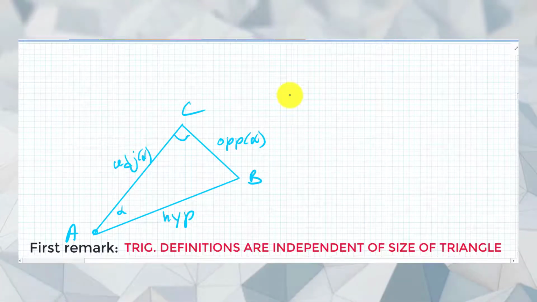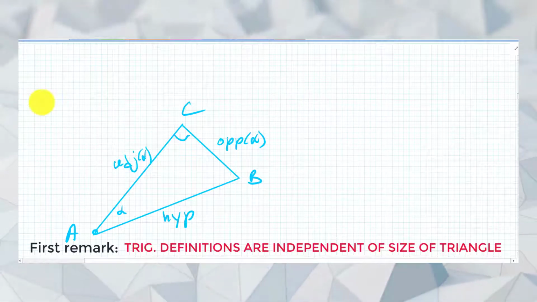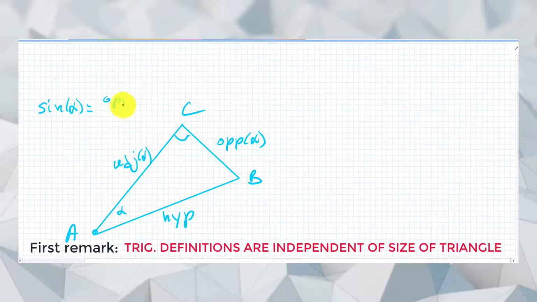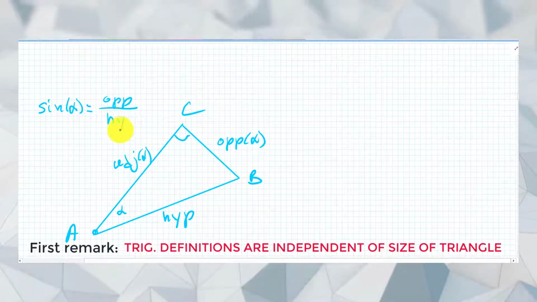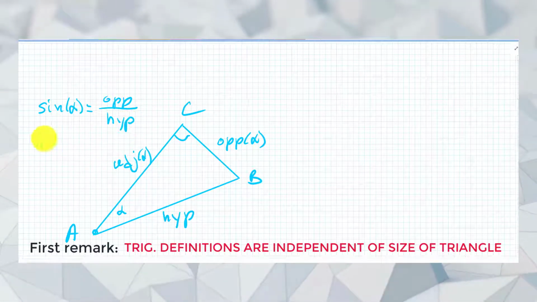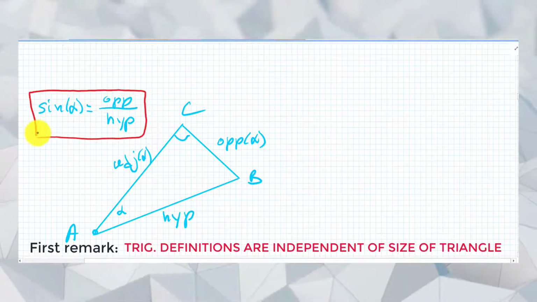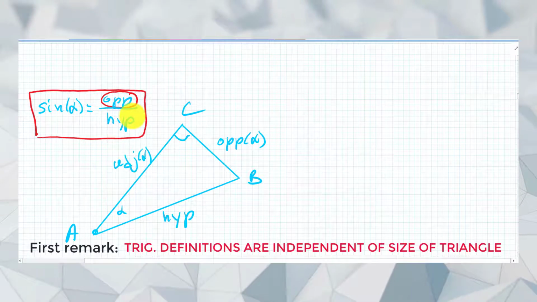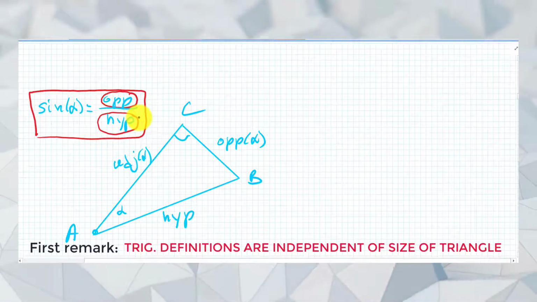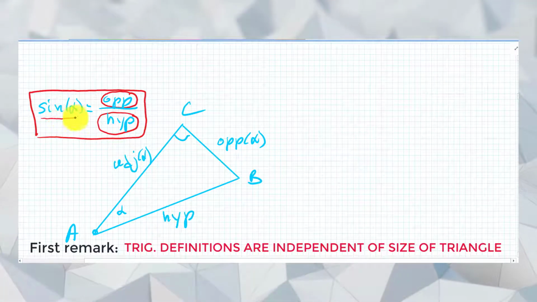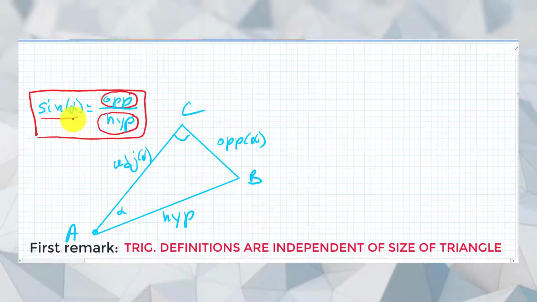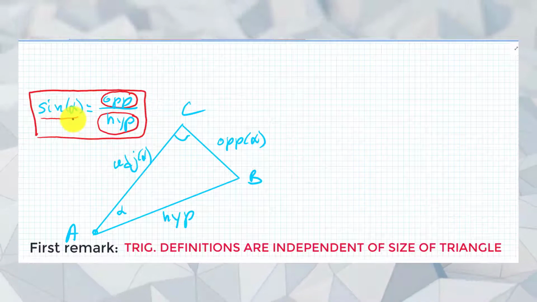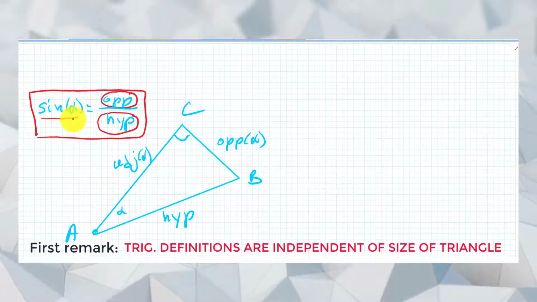Let's look at the way we define sine. The sine of alpha is the opposite over the hypotenuse, right? I'm going to stop writing alpha here. Now, in this definition of the sine and also of the cosine and the tangent, I am using the length of the sides of a triangle. So we may think that the values of sine, cosine, and tangent are a function of the lengths of the sides of the triangle. Actually, they're not. They're just a function of the angle.